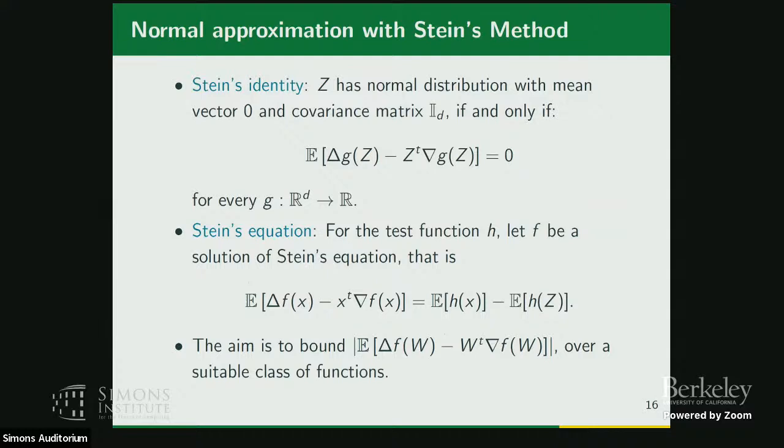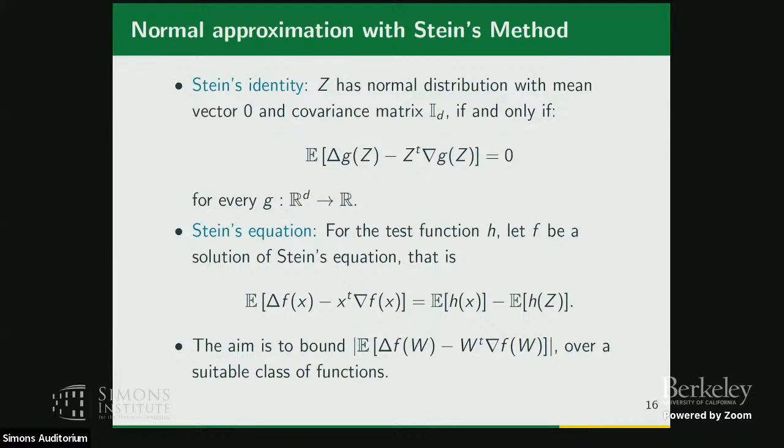distribution, the normal distribution, Stein's identity says that a random vector Z, which has a normal distribution with mean vector 0 and variance matrix the identity, then Z has a normal distribution if and only if the following expression holds. This is just a generalization of Stein's identity for one dimension. Here, this is a Laplace operator and this is a gradient operator. And so for every g such that all these expectations make sense here.